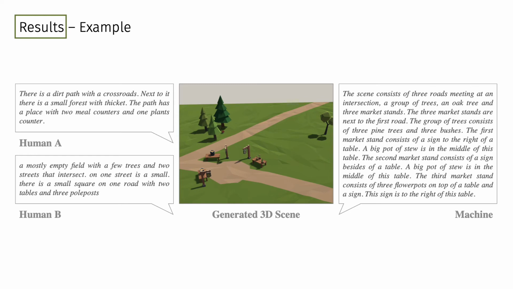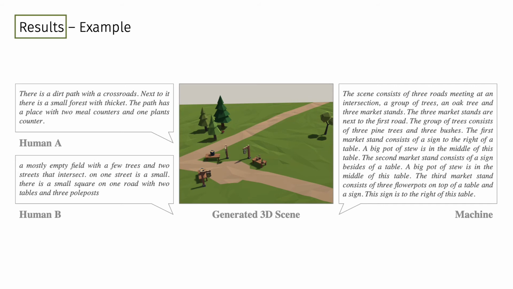If you look at some other user descriptions, though, they are not as good. For example, a mostly empty field with a few trees and 2 streets that intersect. On one street there's a small square on one road with 2 tables and 3 pole posts. This description does not make the abstraction that those tables with stuff could be market stands, and it lacks very much detail for describing the scene. And so maybe it does not come completely surprising that machine descriptions can perform better than some user descriptions, if not all, but not all of them.